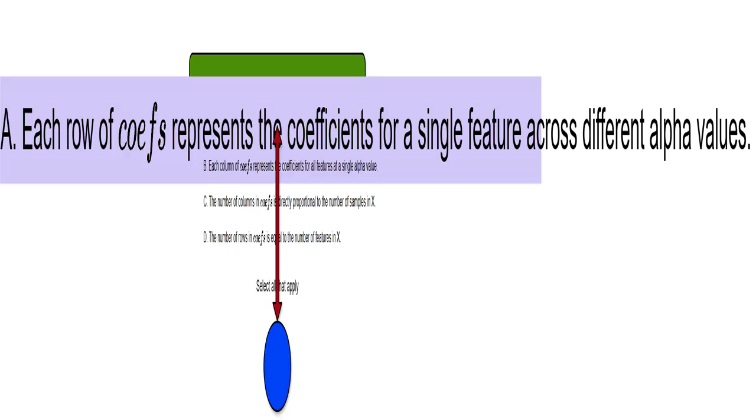This is also true. Each column represents a snapshot of all the feature coefficients at a specific value of alpha. As I move across the columns, I'm seeing how the model changes as alpha changes. This is a very crucial concept.